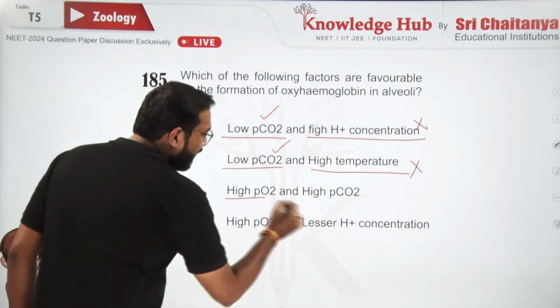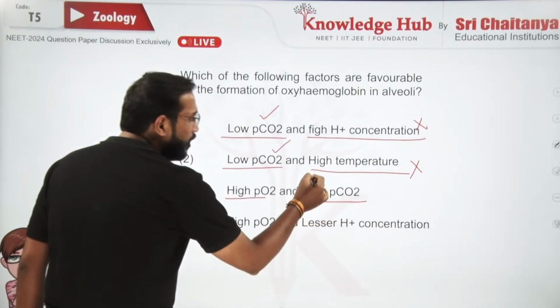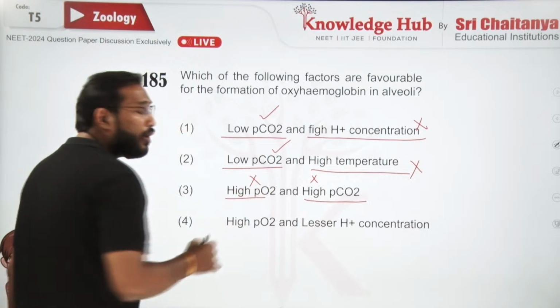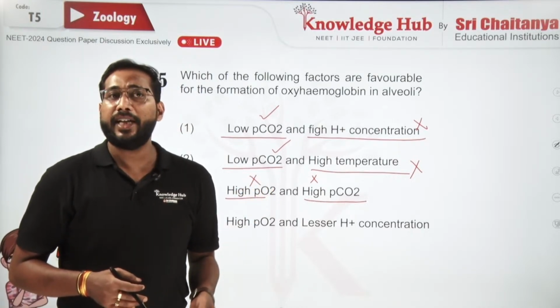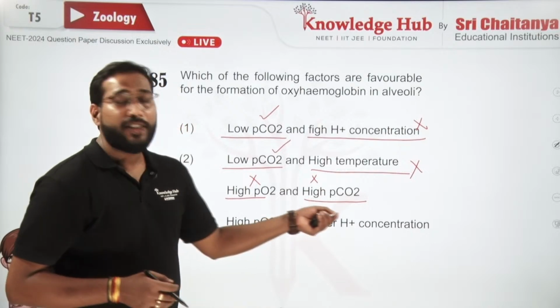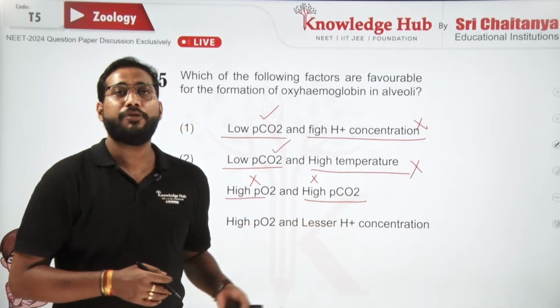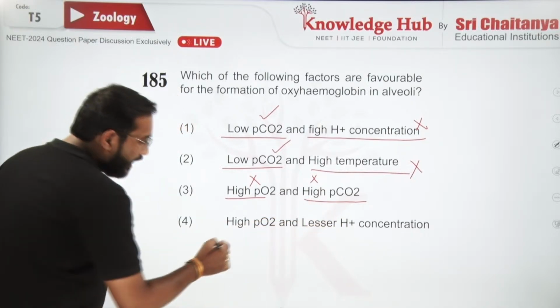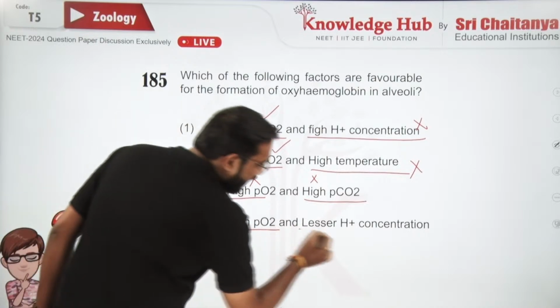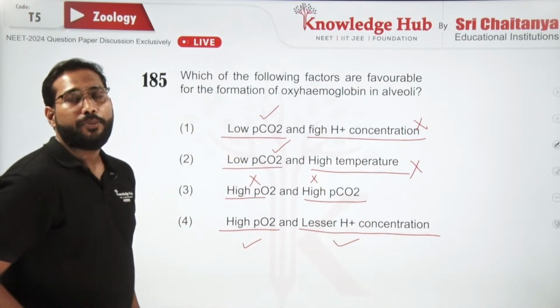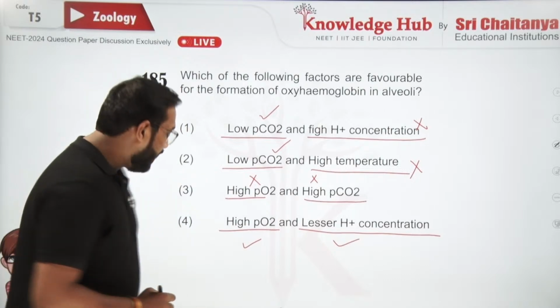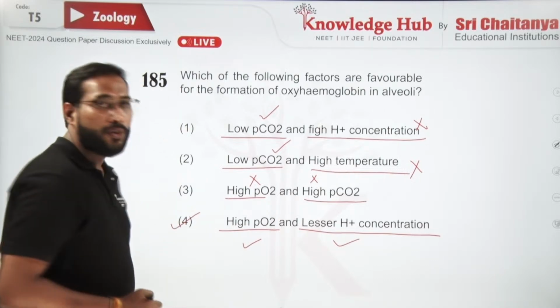High PO2 and high PCO2, this will cause a competition in the hemoglobin molecule, and hemoglobin has more affinity towards carbon dioxide. Therefore, if PCO2 is high, it will want to attach with carbon dioxide more. And the last option, high PO2 and lesser H plus concentration, both the conditions are favorable for the production of oxyhemoglobin, right? Therefore, our option is 4.